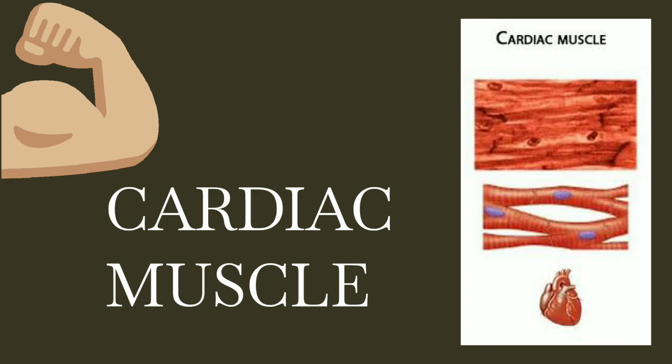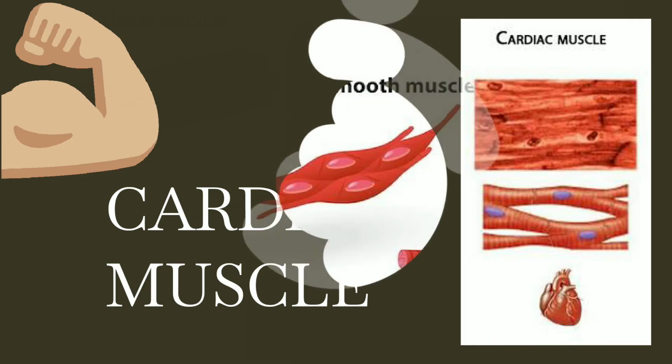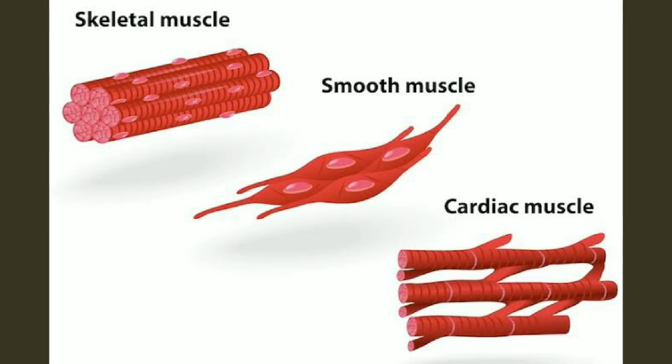Sarcoplasmic reticulum and transverse tubules here are moderately developed. Thin filaments contain troponin, and the transverse tubules which are present are aligned with each Z disc. And just like smooth muscles, cardiac muscles too don't get fatigued.